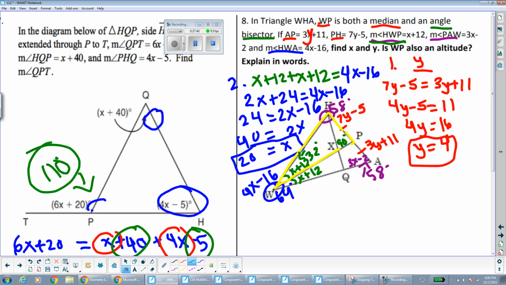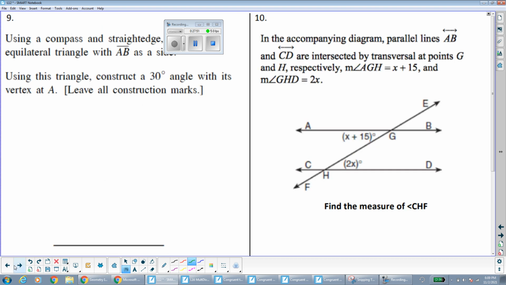And there we have it. WP is an altitude. You should explain that in words. Why is it an altitude? What did we just talk about? Okay. Let's move it forward.